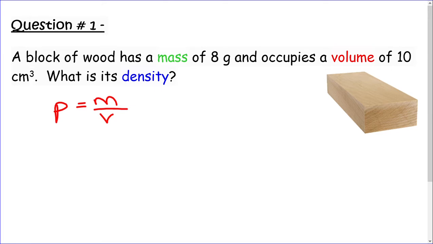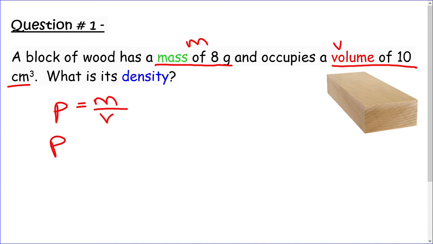So here it says it has a mass of 8. So this is my m variable, right? M for mass has a mass of 8 grams. It occupies a volume of 10 cubic centimeters. So it's giving you the volume and the unit that it's in. And then it's saying, okay, after that, what is the density?